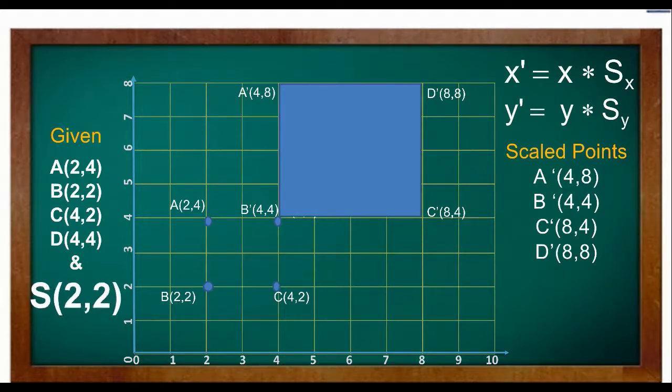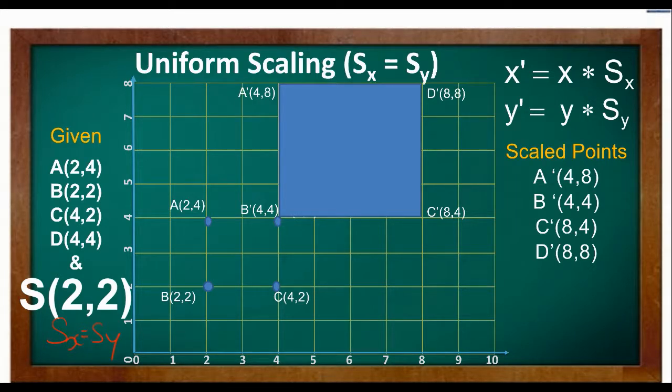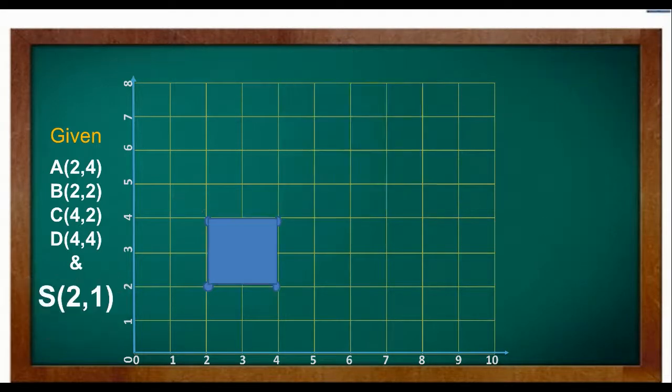You have to note down here S of 2 comma 2, that is sx and sy are same. Sx is equal to sy, and if sx is equal to sy, we call it as uniform scaling. So let us see one more example.